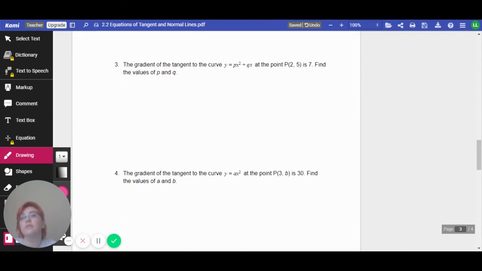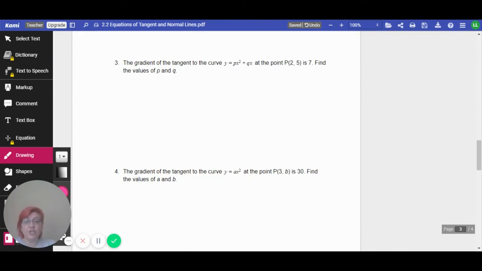Number 3, the gradient of the tangent to the curve y equals px squared plus qx at the point P (2, 5) is 7. Find the values of P and Q. Okay, so I know that x equals 2 and y equals 5.